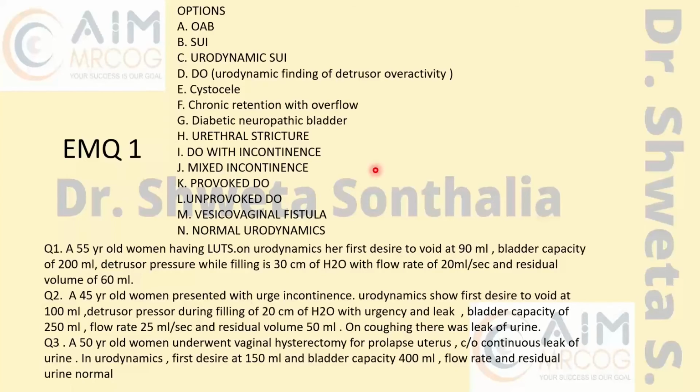A 50-year-old woman underwent vaginal hysterectomy for prolapse uterus, complaining of continuous leak of urine. In urodynamics, first desire at 150 ml, so it is normal when the bladder is filling, and bladder capacity is 400 ml, also within the normal limit. Flow rate and residual urine are normal. So maybe it is a fistula, like a vesicovaginal fistula, because the bladder is okay, but there is continuous leak after hysterectomy.